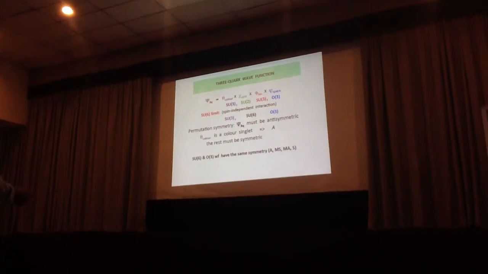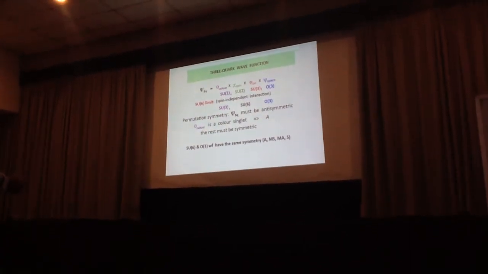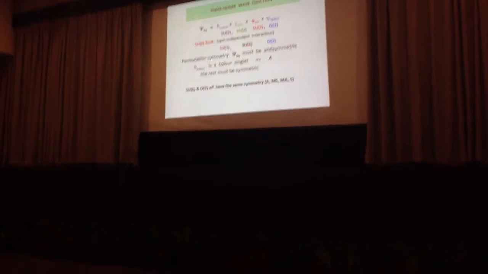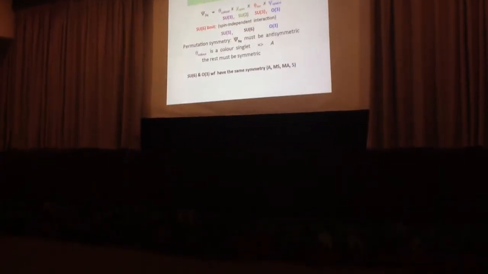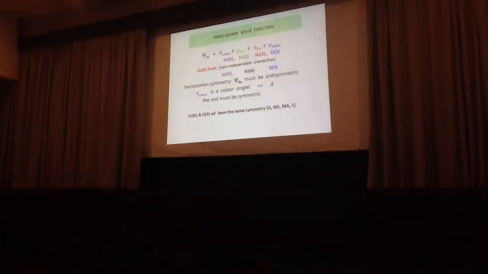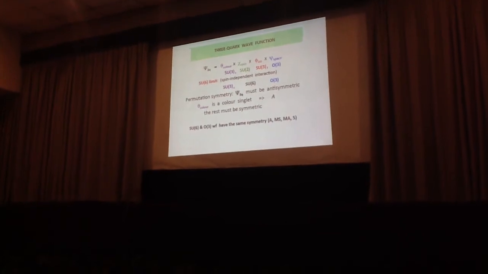The overall state must be completely antisymmetric, and since the color part, which is a singlet, is by itself antisymmetric, the rest must be symmetric, as you see the configuration and the space part. And this implies that both of them are of the same symmetric type: both symmetric, or both antisymmetric, or both mixed.